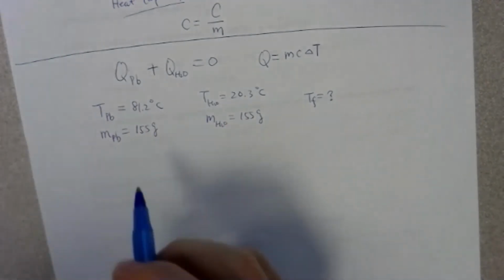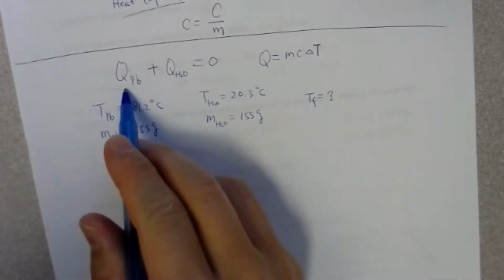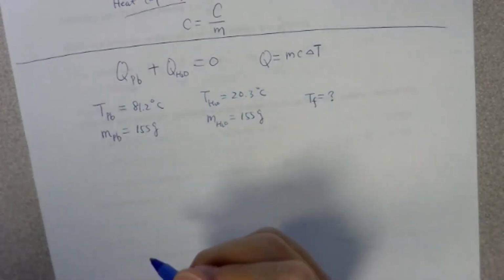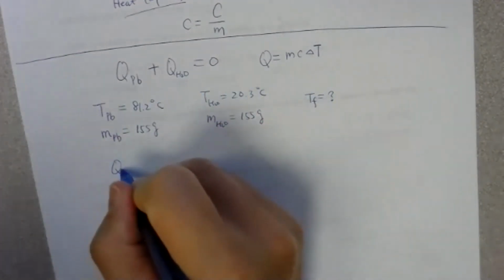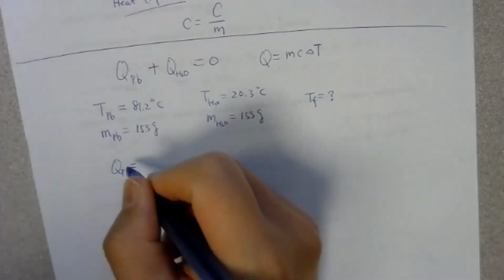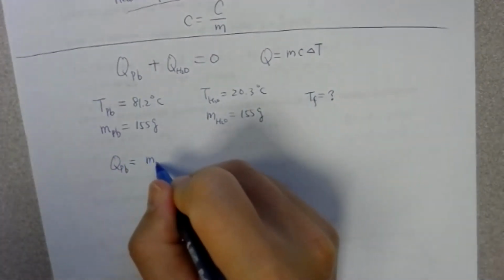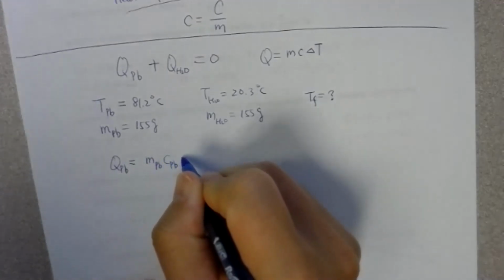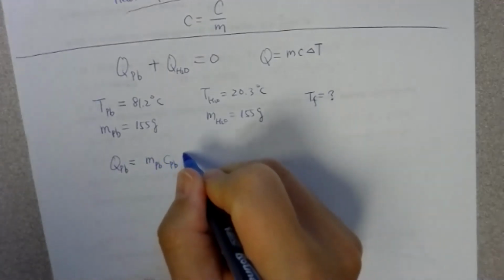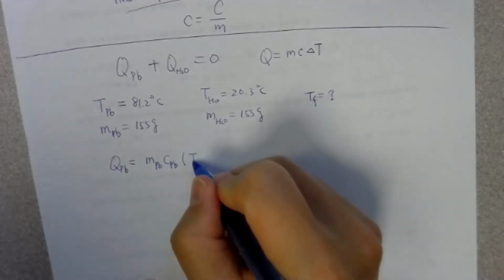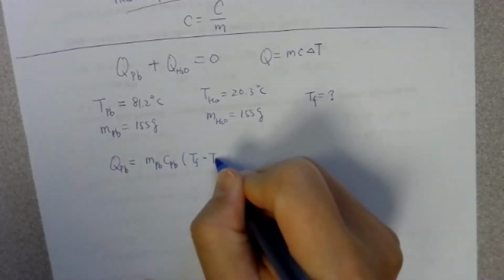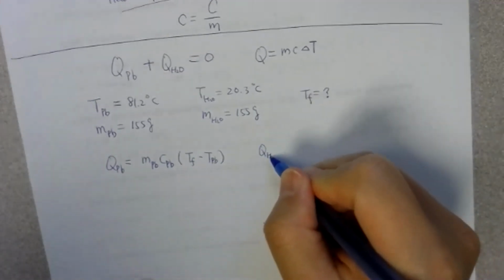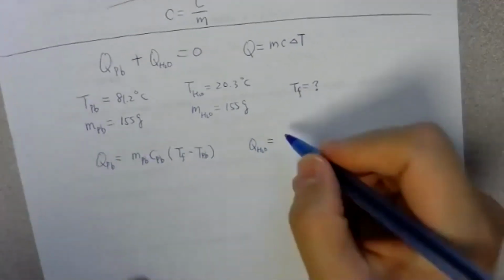So we are going to have to calculate Q Pb and then Q H2O for water, okay? So see what that is equal to. Q Pb should be equal to M Pb, the mass of Pb, times C of Pb, times delta T of Pb, which means T final minus T Pb initial, okay? Then for Q of water.